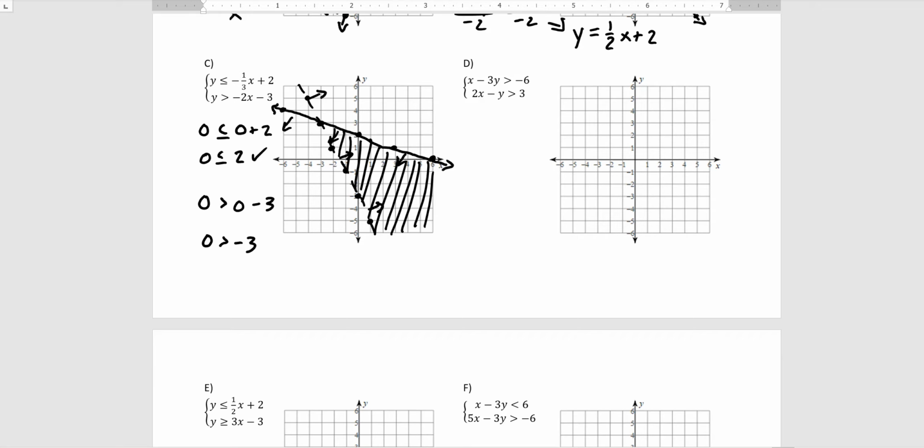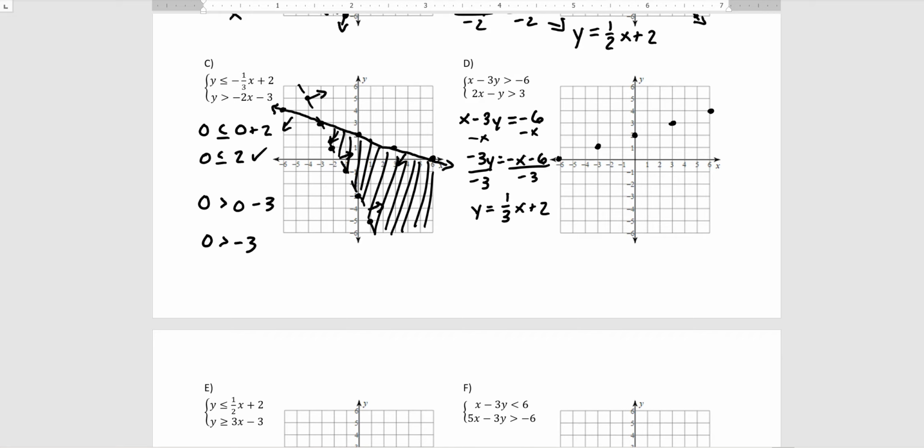Looking at letter D. X minus 3y is greater than -6. 2x minus y is greater than 3. None of these are in slope-intercept form. Let's get them that way. So x minus 3y equals -6. Subtract the x, so -3y equals -x minus 6. Divide by -3. Y equals 1/3 x plus 2. 2 is right here. 1/3 tells me up 1, right 3, or down 1, left 3.